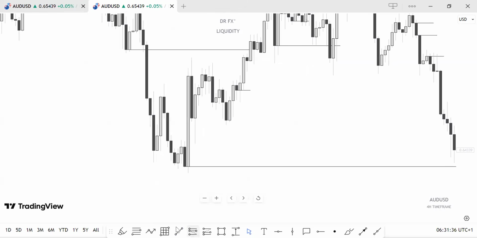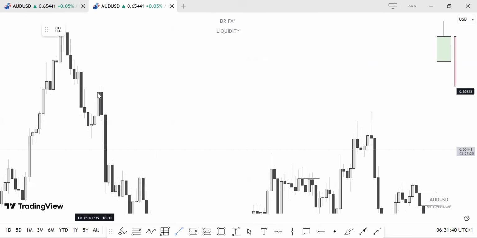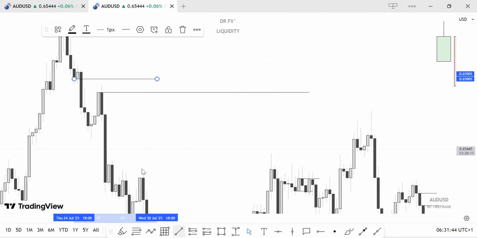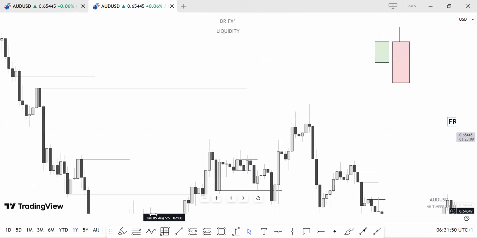But we have other fresh ones too that have not been used yet in the market. We have this one, which is very fresh. We have this one, which is very fresh. We have this one, which is very fresh. This one right here, and a lot of them. They are very fresh. So these are fresh key levels that we expect the market to use.